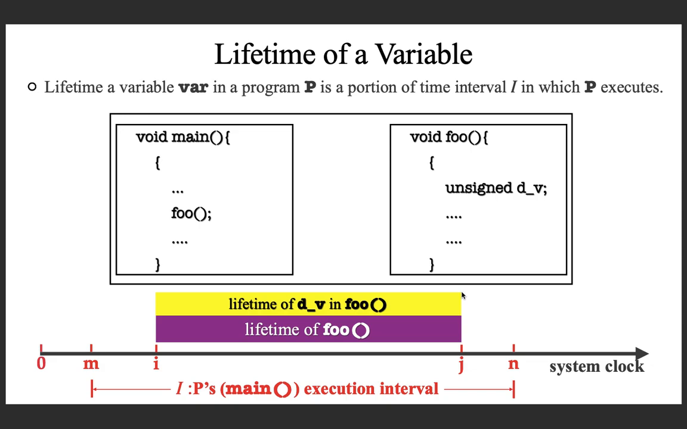We saw that whenever a function is called for execution, an instance of that function is created in memory, and every variable within the function gets memory allocated. So for all the variables declared within foo, memory is allocated at this time point, and the lifetime for all the variables starts there, and it goes till the last time instant at which that function terminates. So that is the lifetime.